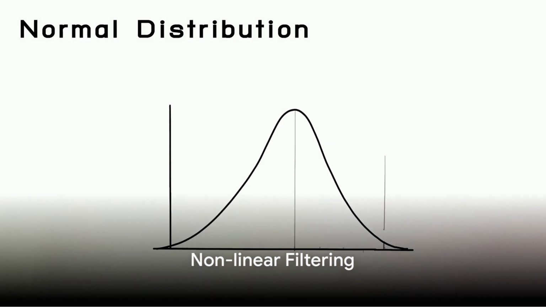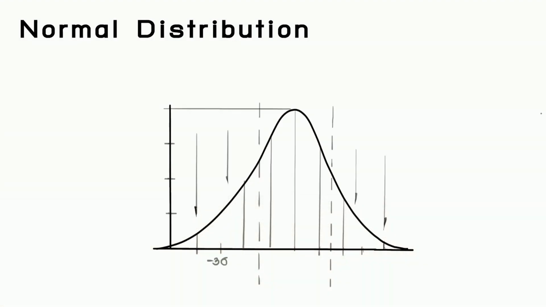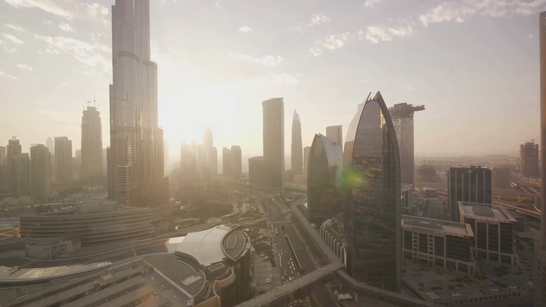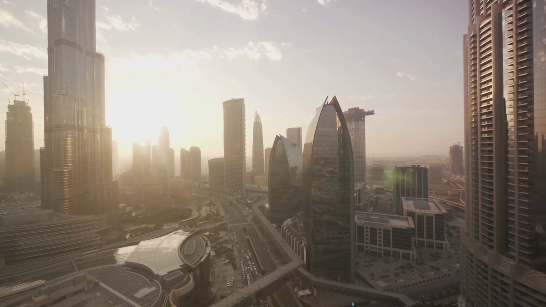After understanding the Gaussian filter, we move to a different kind of filtering: nonlinear filtering. Here, we replace each pixel with the median value of all the pixels in the neighborhood. This approach has several unique properties.